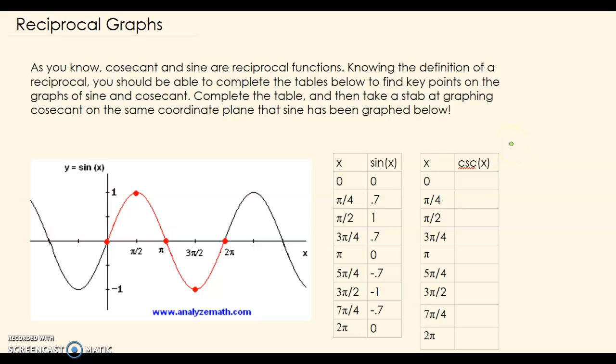All right, PCH. So already this week we've talked about graphing sine and cosine. We've talked about modeling real-world situations with those two functions. And so now what we're going to talk about is graphing the reciprocal functions of sine and cosine, which are cosecant and secant. And so I'll give you a second to read this paragraph here.